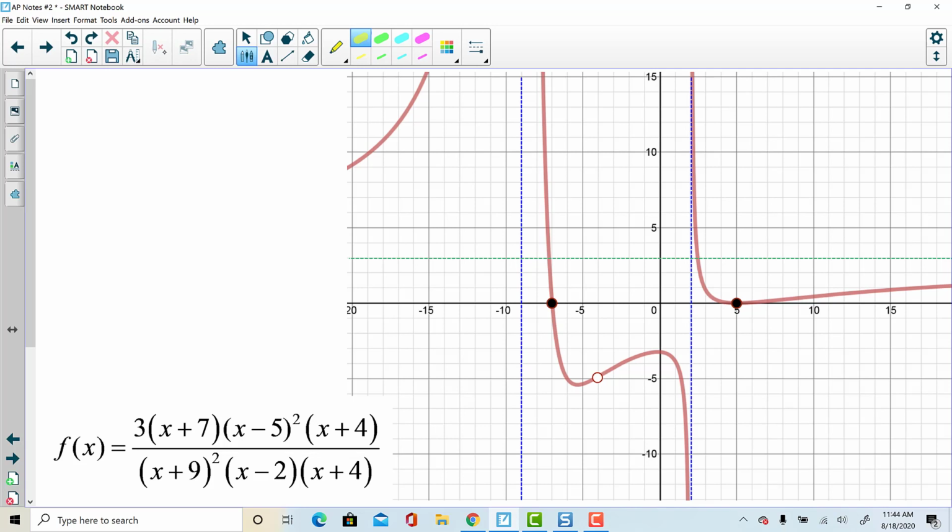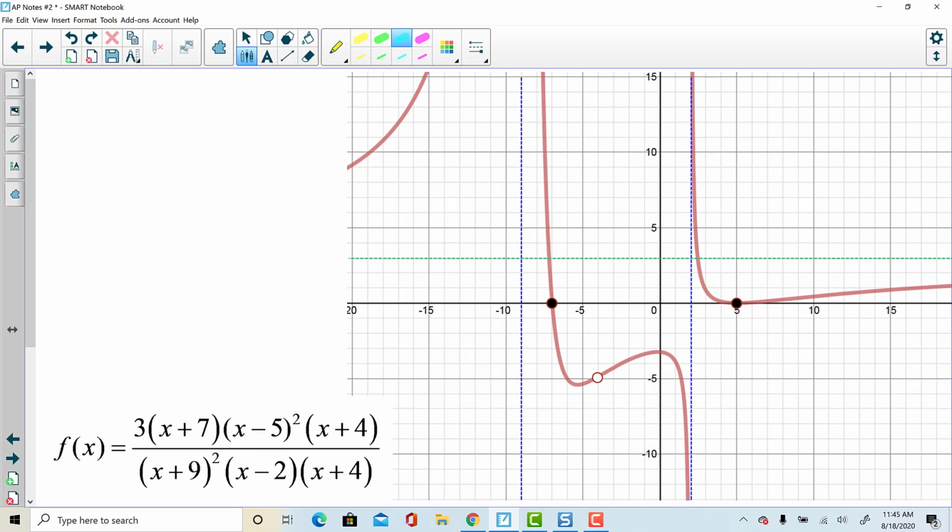Now let's talk about intercepts, x-intercepts and y-intercepts. The x-intercepts are going to be whatever makes the top 0. Remember, after you cancel, this was the hole. So we're just looking at this piece, and we're looking at this piece. So -7 and 5. Those are going to be your x-intercepts.